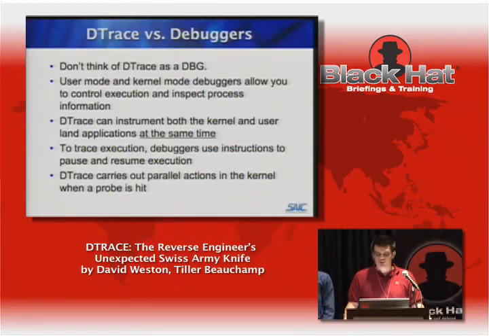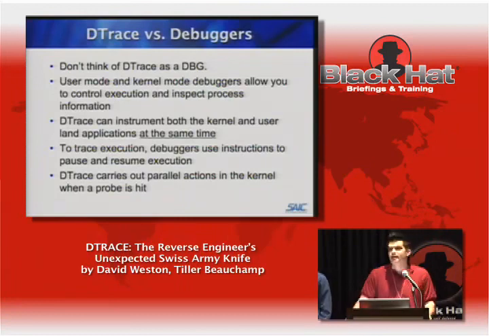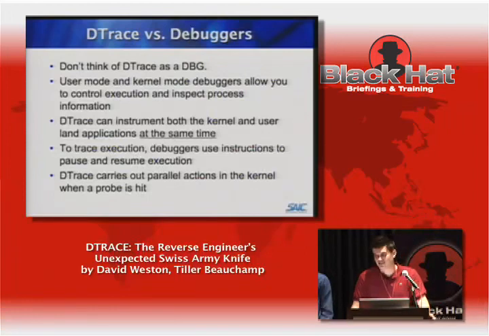DTrace can instrument both the kernel and userland applications at the same time. That is an incredible feature. I've actually gone through the pain of attaching a kernel debugger at the same time I had GDB on a process. If you've ever done that, you know what I'm talking about, and it is a painful experience. With DTrace, you don't even think twice about it. The kernel is your playground. It's not a problem at all.